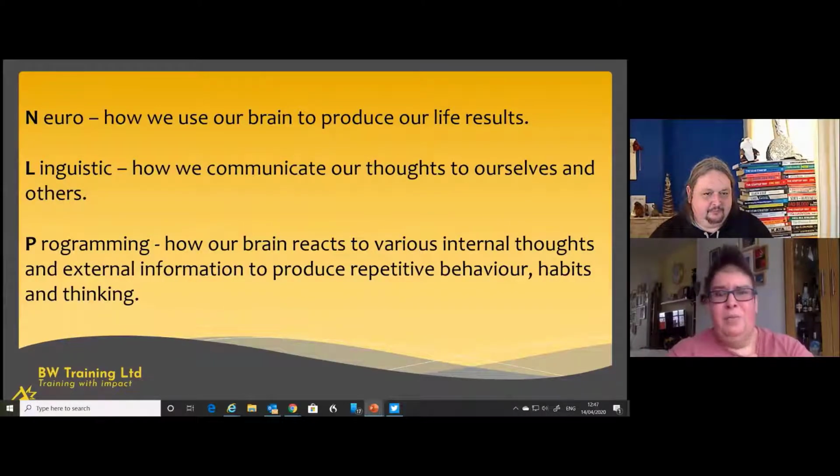Which sounds tremendously selfish. But actually, if I'm not in a good place, all my relationships suffer as a consequence anyway. So neuro, the thinking, linguistic, the language, programming, the behavior, and the results that we get back. We're going to be looking at a model that sort of captures all of these.